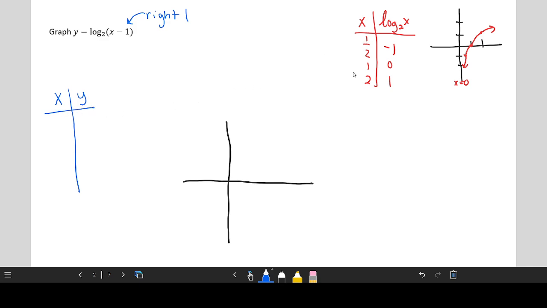So if we have a table of values of points for the original function, then we can shift to the right one pretty easily. If we're at 2, now we're going to move 1 unit to the right and be at 3. If we're at an x value of 1 and we move to the right, we'll be at 2. And if we were at 1/2 and we move to the right 1 unit, we're going to be at 1.5. We don't have anything happening outside the function. We just have the one transformation. So vertically, nothing's changing, which means the y values are just going to be the same.